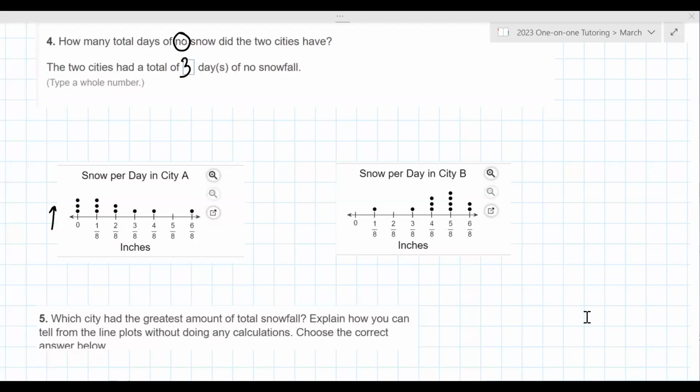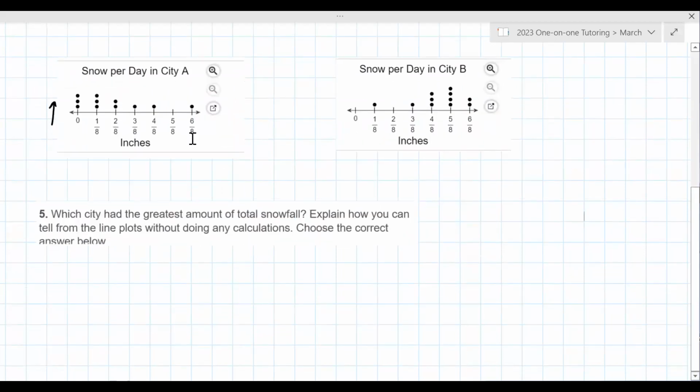Okay, so you should be seeing my screen now. Are you able to see my screen? Yes. Okay, so notice that city A had 0, 0, 0, 1/8, 1/8, 1/8, 2/8, 2/8, 3/8, 4/8, and 6/8 snow. Do you see how most of the days though are around kind of near the bottom? Most of the data is sort of there. Whereas city B, they had 1/8, 3/8, 4/8, 4/8, 4/8, 5/8, 5/8, 5/8, 5/8, 6/8 and 6/8. Do you see how most of the data is grouped towards the right? Over here. Yes. Okay, so when it asks which city had the greatest amount of total snowfall, it's city B.